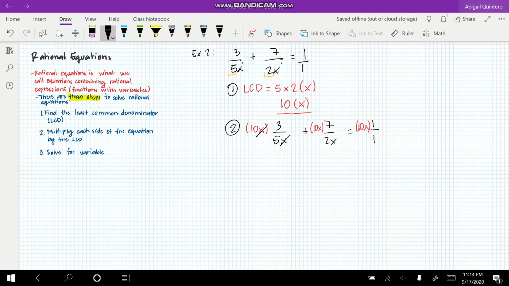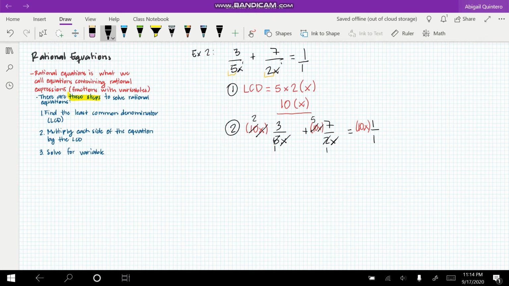And then 10 over 5, they're both divisible by the number 5. So 10 becomes 2 and then 5 becomes 1. Something similar is happening with the fraction in the middle. The x and x are going to cancel out. 10 and 2 are both divisible by the number 2, so 10 will become 5 and 2 will become 1.